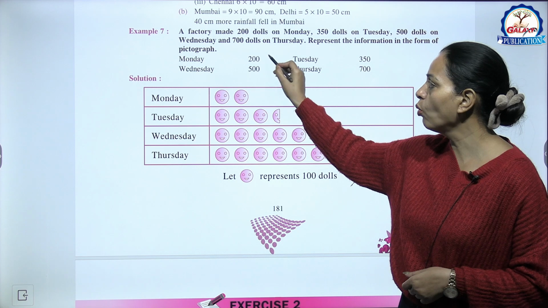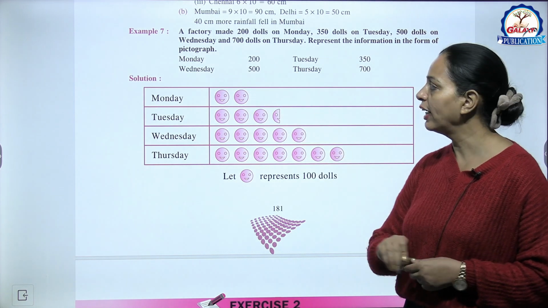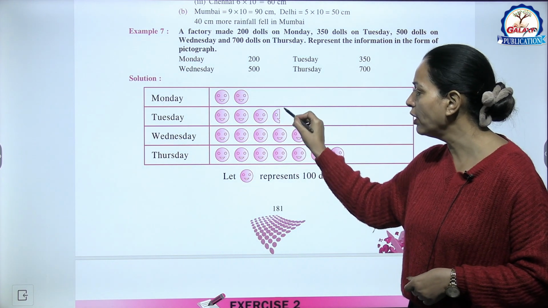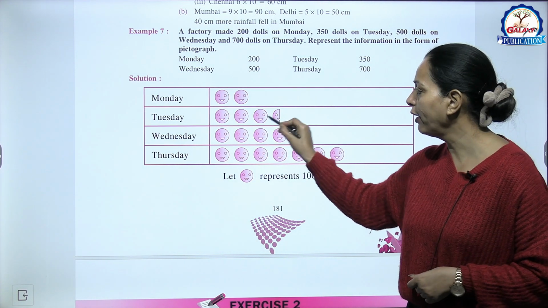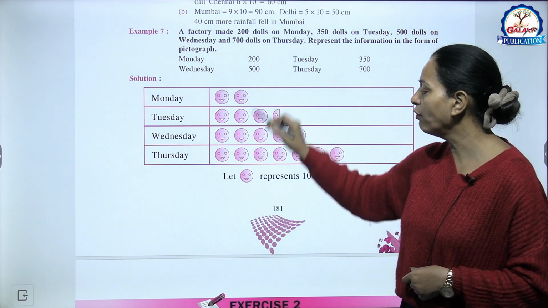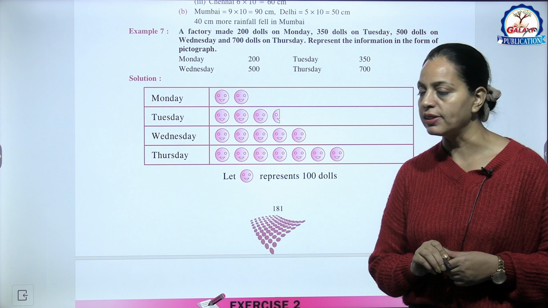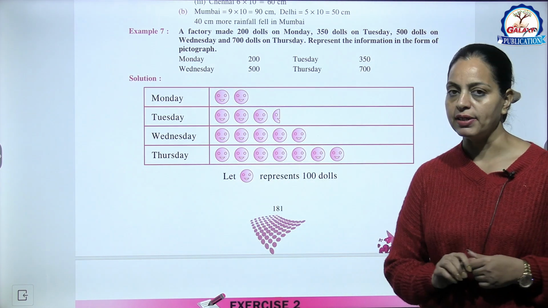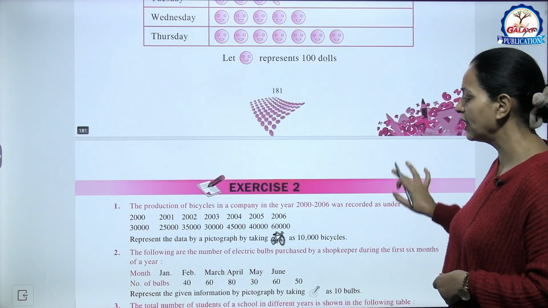On Monday 200, so 2 symbols. Then on Tuesday 350, so 3 and 1 half. Okay, 300 and this is 50, right? Then Wednesday 500, so 5 symbols. And then Thursday 700, so 7 symbols, right? I hope this is clear to you.